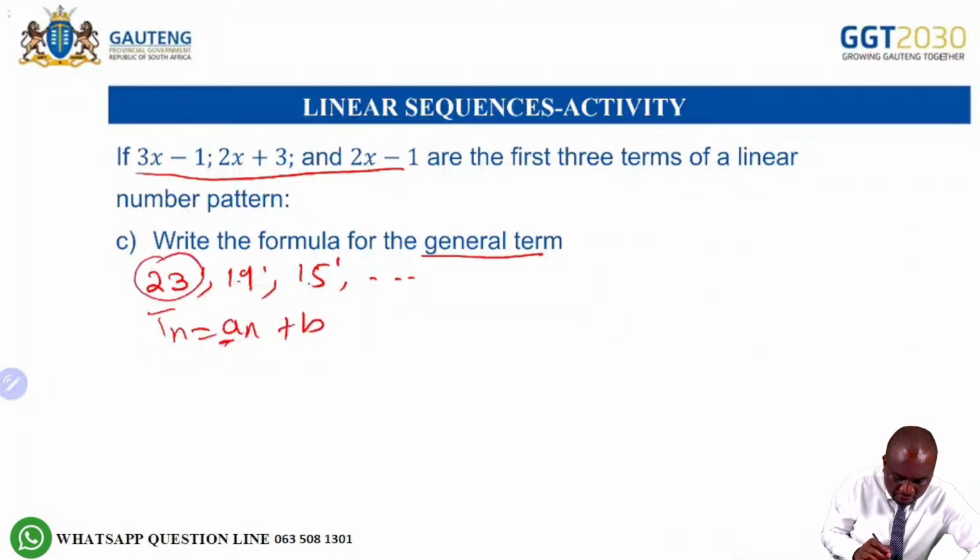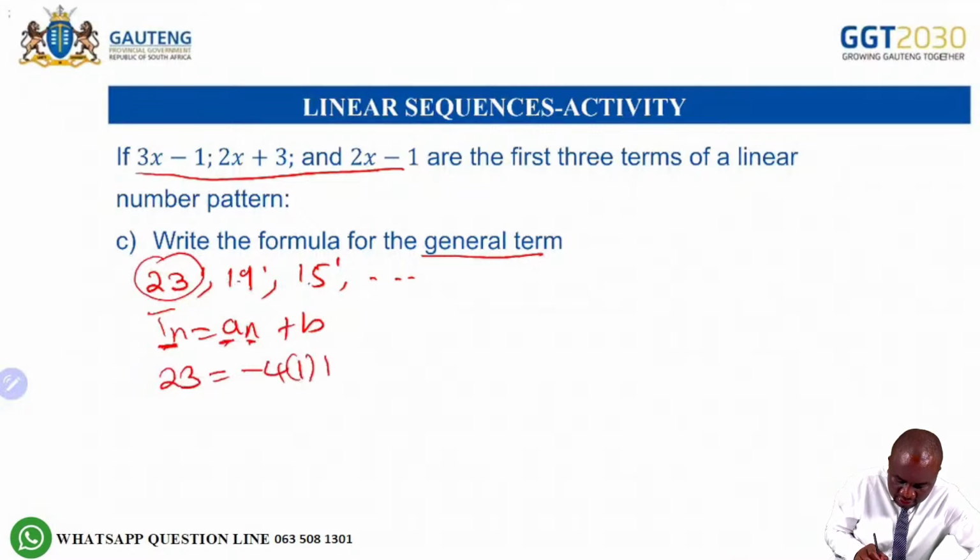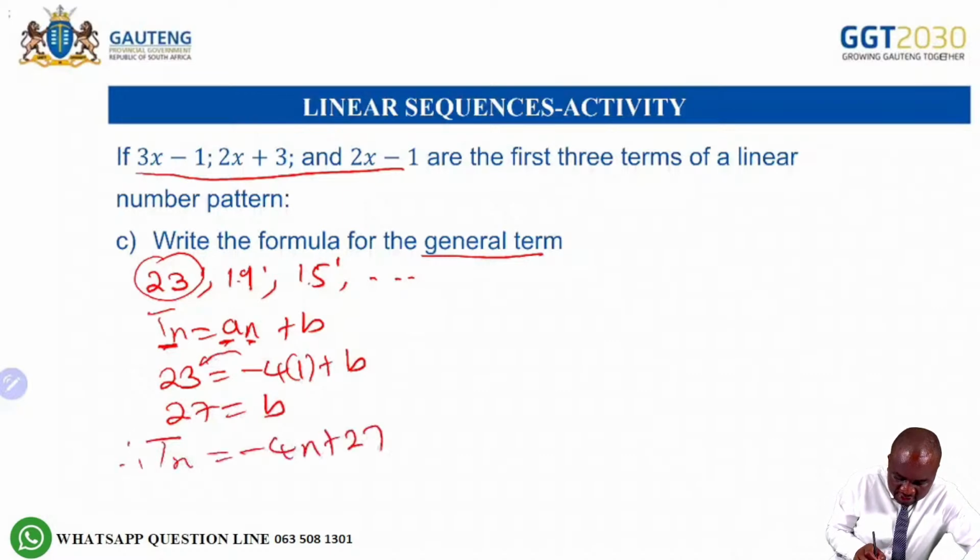Let's use our term number 1, which is 23. So where there's Tn, we put 23. Where there's n, we put 1. So 23 is equal to negative 4 times 1 plus b. Then transpose, negative 4 becomes positive 4. So 27 is equal to b. Therefore, Tn is equal to negative 4n plus 27.